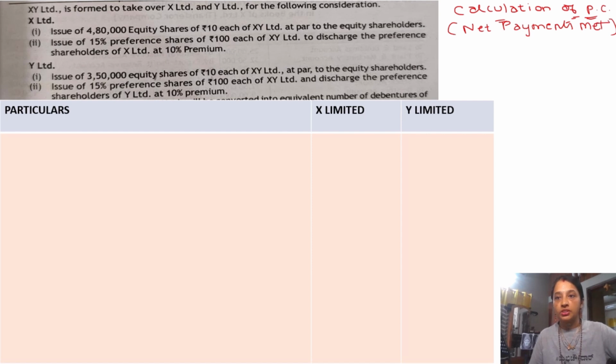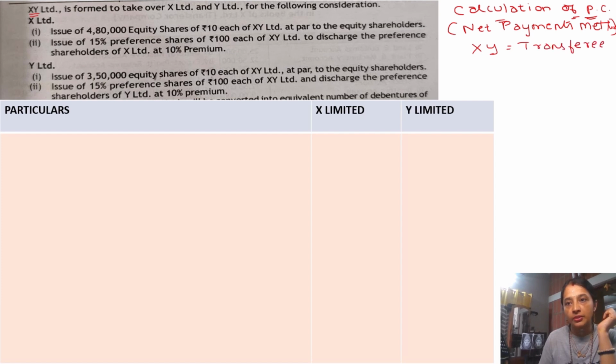So the method of purchase consideration is net assets method. So what did XY Limited give? Now, as decided, XY Limited is the transferee company. XY Limited, transferee company.